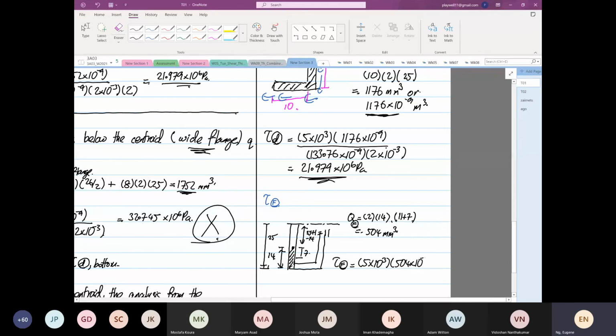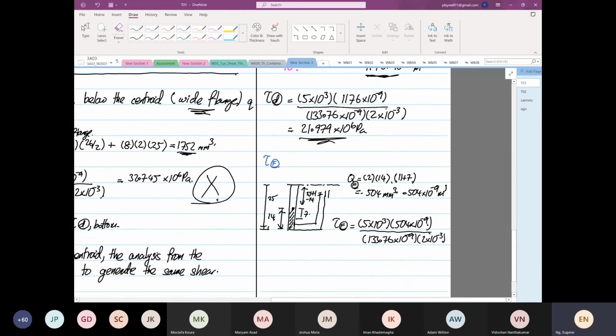504 times 10 to the power minus 9. So I put this equal to 504 times 10 to the power 9 meter cube divided by 133.76 times 10 to the power minus 9, and then you have 2 times 10 to the power minus 3. And this analysis is white flange. So what we get from here is 5 to the power 3 times 504 to the power minus 9, divided by 133.76 to the power minus 9, divided by 2 to the power minus 3. The answer is 9.42 times 10 to the power 6 Pascal.